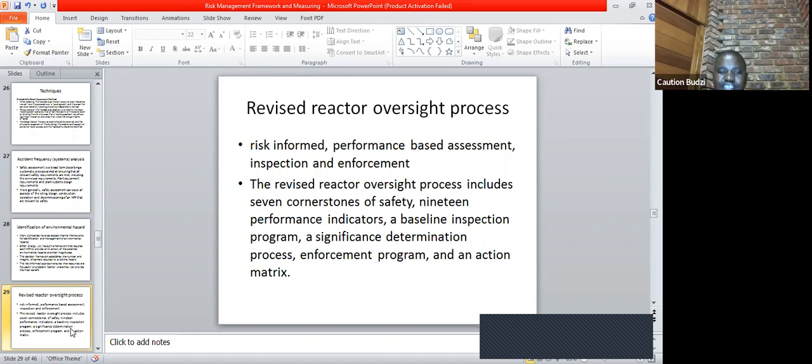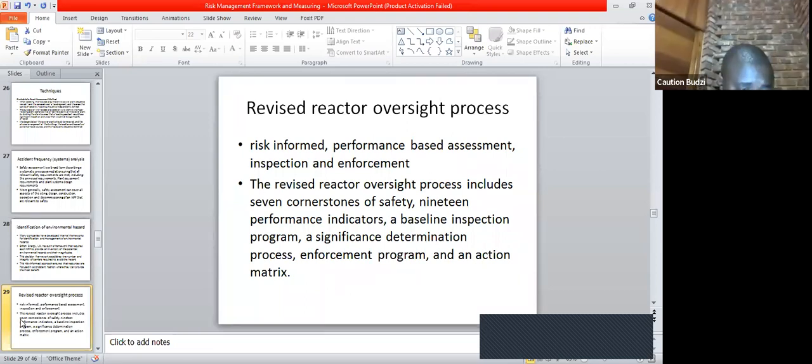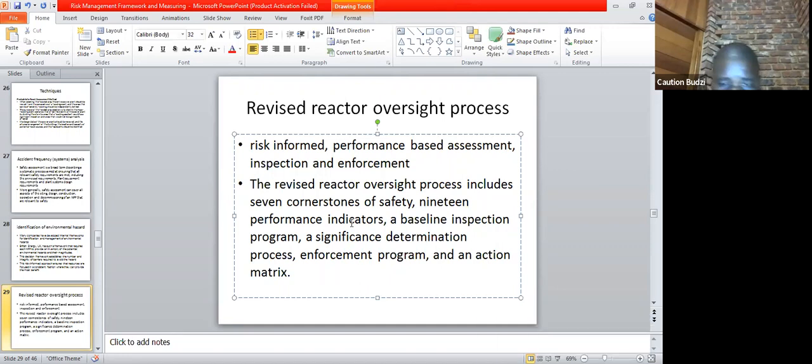So this is a process which is used to assess the safety of the reactors. It was designed by the UK regulatory authority approach to the assessment of risk on the part of the reactors.